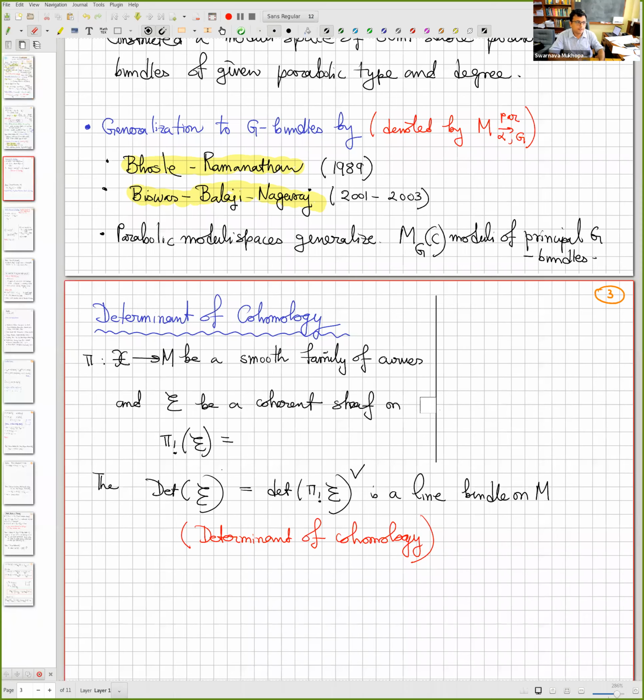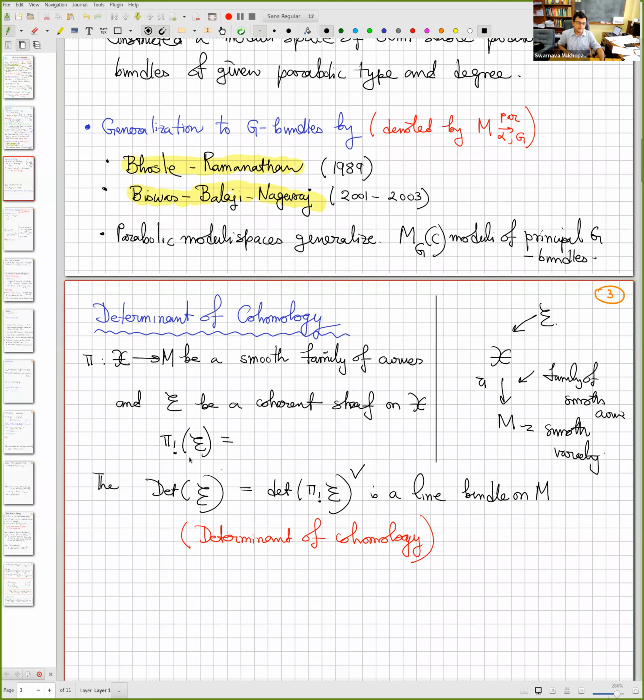So let me draw the picture. I have M. So M here you can take to be some smooth variety. This is for any variety, so not necessarily the moduli of parabolic bundles. On top of this is a family of smooth curves, a flat family of smooth curves. And suppose I have a coherent sheaf. Call this map pi.